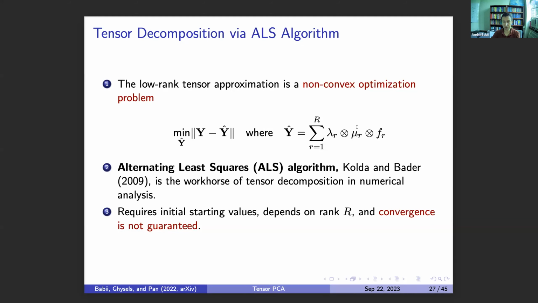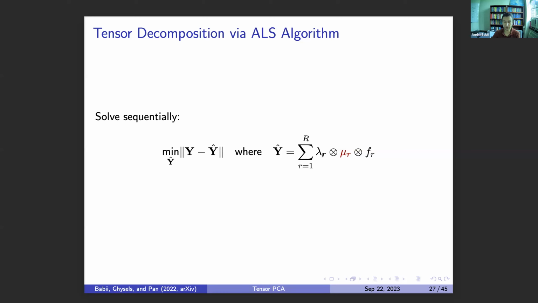So the idea would be to fix 2 dimensions and solve over 1 dimension, and then rotate this dimension until we get some convergence. So we solve it sequentially. We pick some starting values, we fix mu and f, we solve for lambda. Then we use that lambda that we fitted in the previous step, and we solve for mu. And then we solve for f. And then we update these values and we rotate again until we get convergence to something.